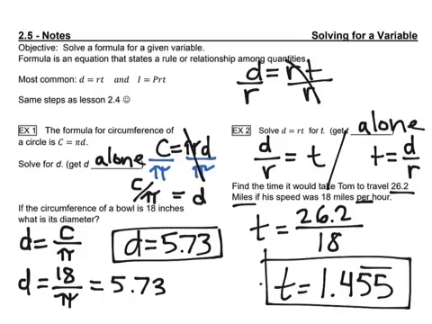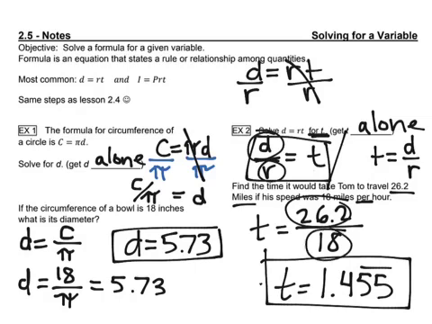So we're just moving around letters, and then once you have the letters moved around for what you're solving for, then you start to plug in distance and rate, depending on what the problem tells you to plug in, and that's how we're going to solve these problems.